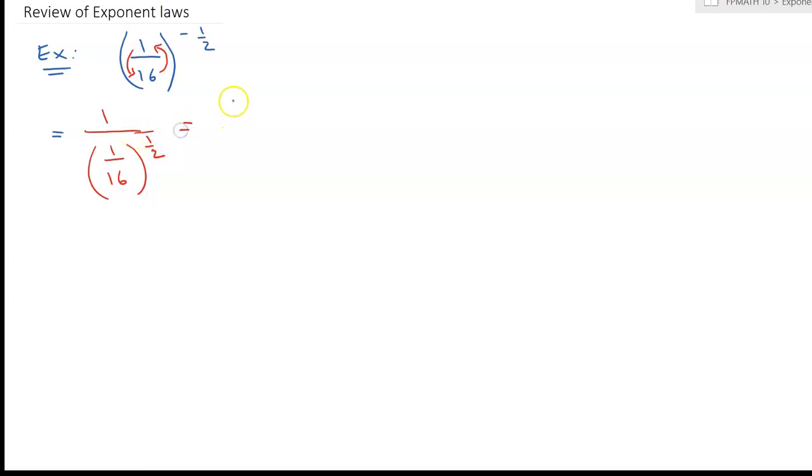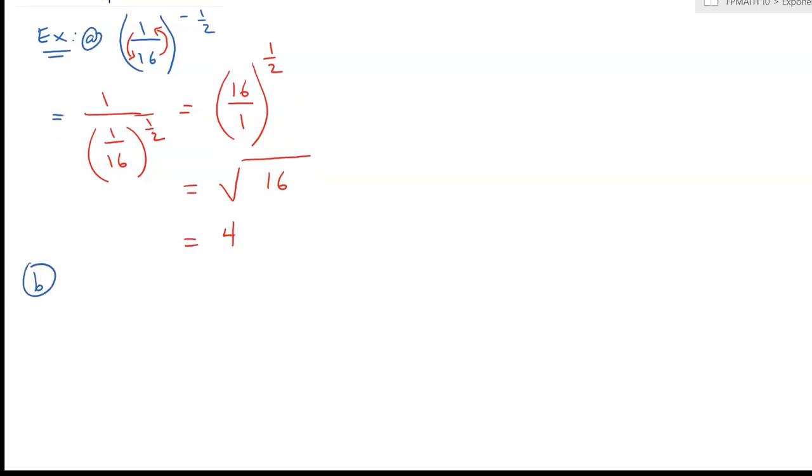That is actually 16 over 1, to the power of 1/2. That's what happens when you do this. And then what is that? Well, 1/2 is the square root of 16, as we have learned last unit, and the square root of 16 is 4.